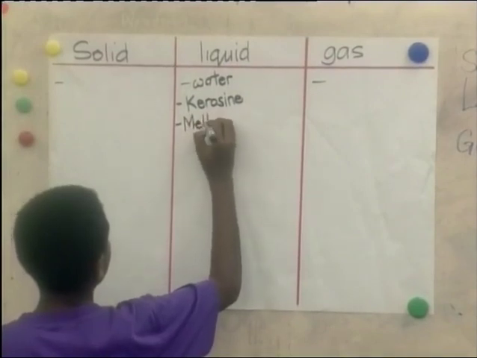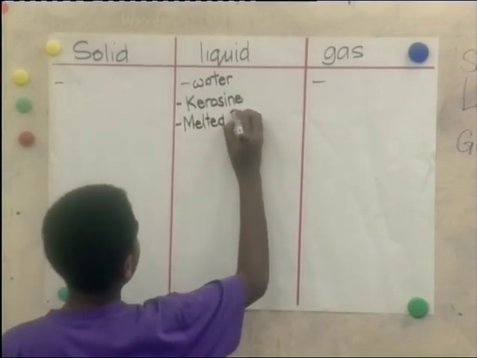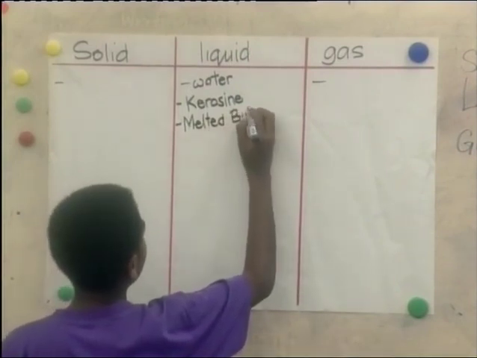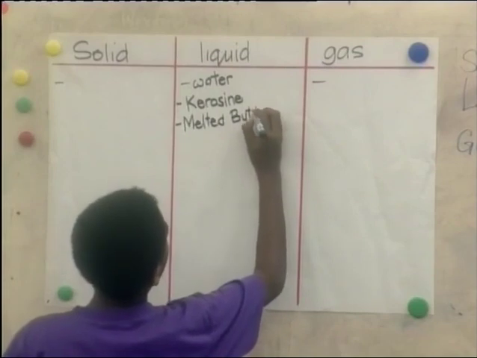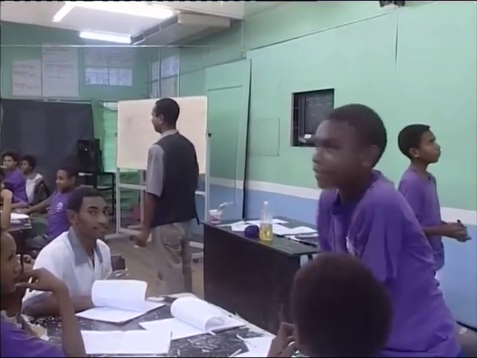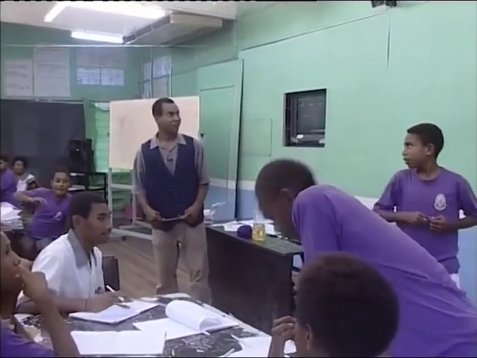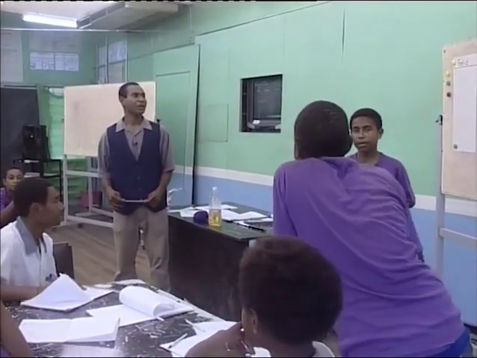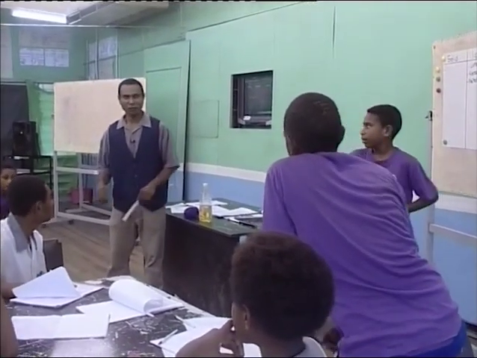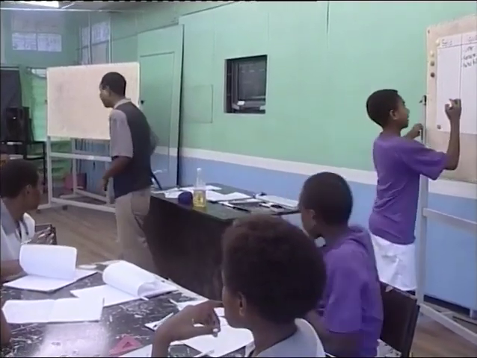Rudolph, our next person. Sorry, Christopher isn't here. We'll have Rudolph. Elizabeth Kali. Cooking oil. Cooking oil, what is cooking oil? Liquid. Okay. We are all writing down liquid.